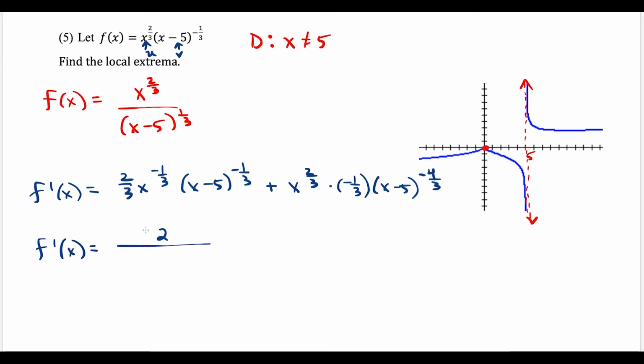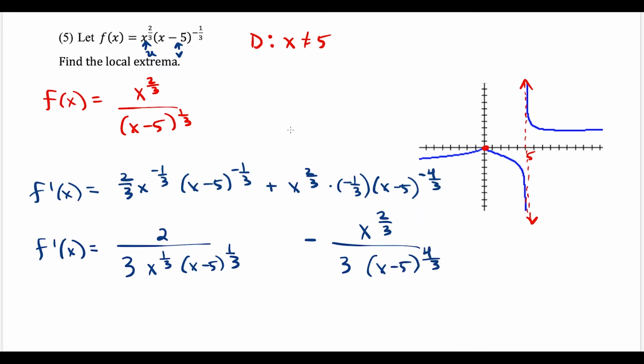So this is 2 over 3, and then we could call this x to the 1/3 power on bottom, and we have x minus 5 to the 1/3 power. And now here we could tack on a minus. So we're going to write minus, and I'm going to leave a little space. We're going to have x to the 2/3 on top, and then we have a 3 in the denominator from the 1/3, and then we're going to have x minus 5 to the 4/3 on bottom.